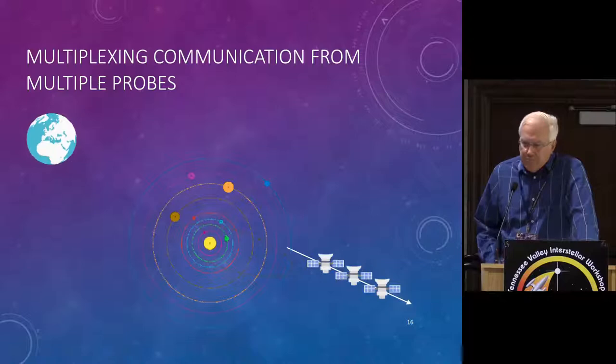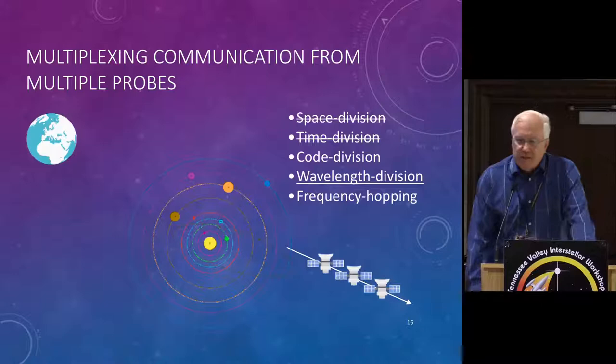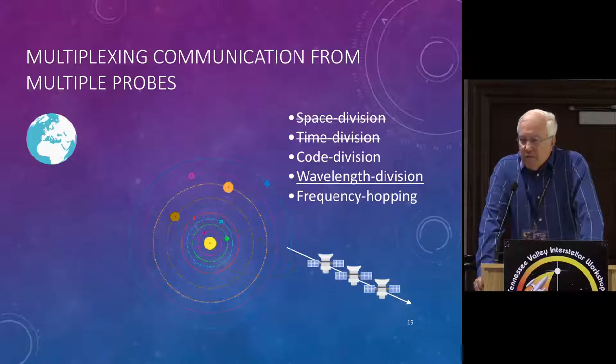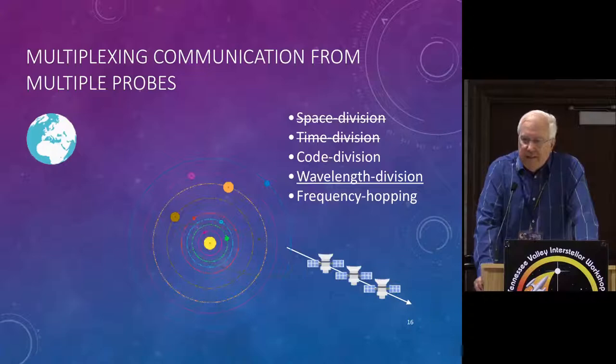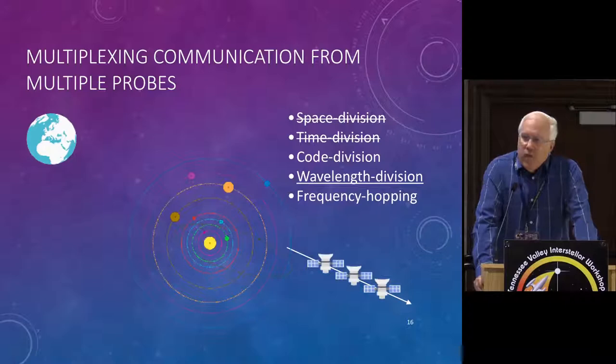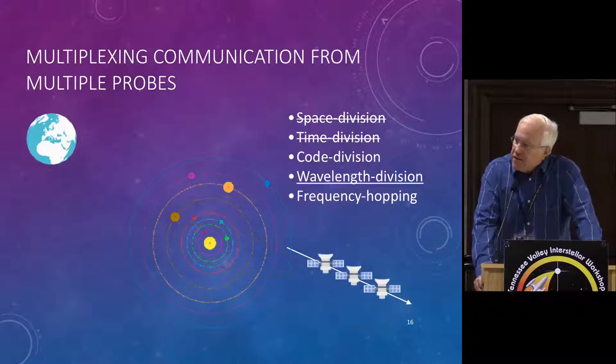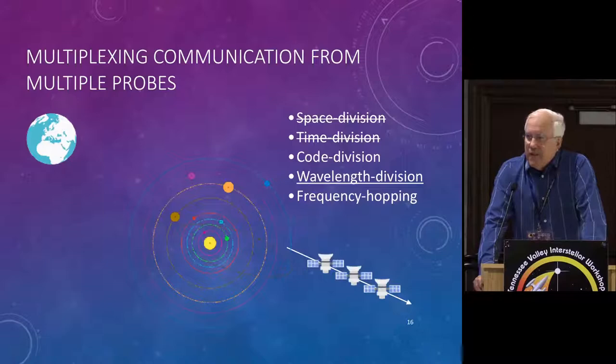So some of the techniques that we use, I've immediately struck out the first two possibilities. One is space division. These vehicles are basically following the same trajectory, so they're all going to be in the same direction from our receive antenna, so we're probably not going to be able to separate them out by pointing angle. Time division is probably going to be way too inefficient. Time division means each spacecraft transmits at a different time, and the main reason it won't work is that spacecraft are not going to have accurate enough clocks because we don't have an uplink. It's not going to be possible to synchronize transmissions of the different spacecraft.